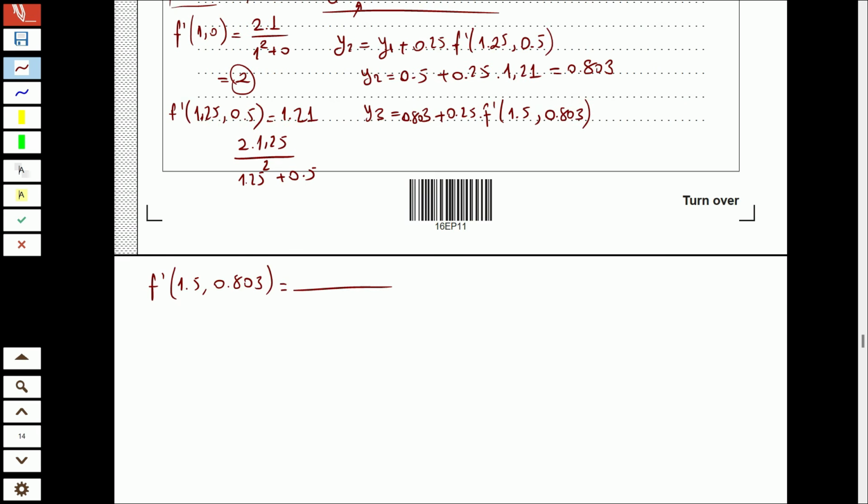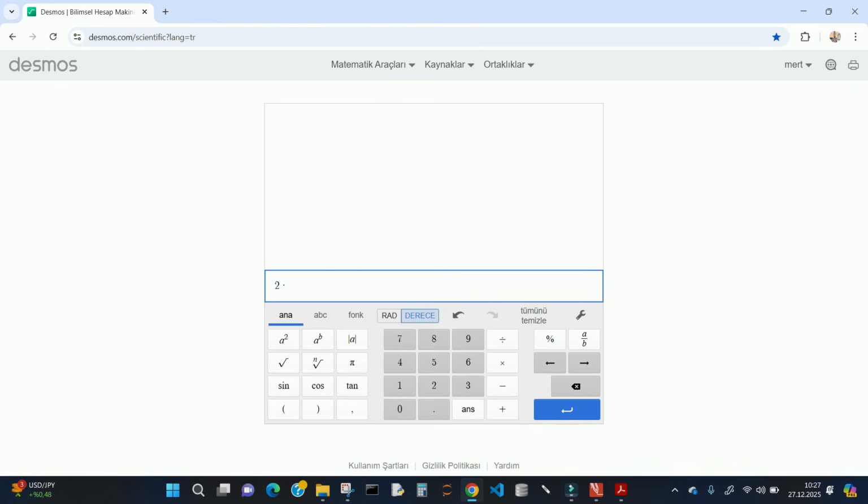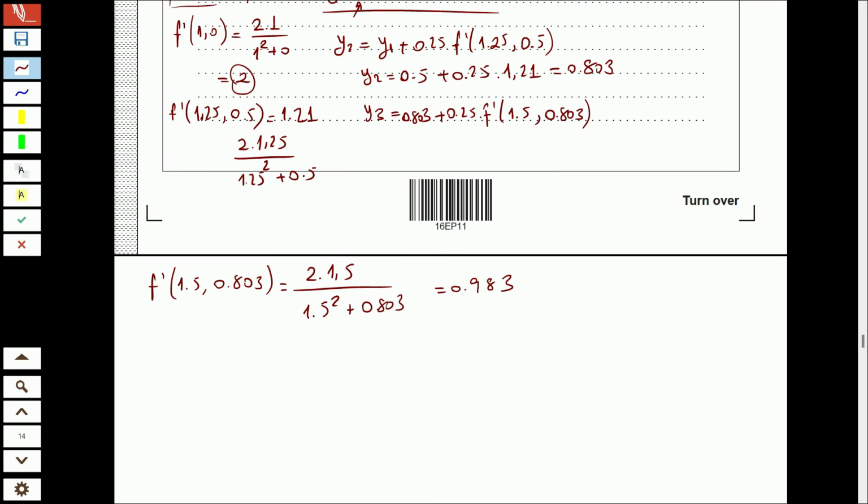We can find f prime at the point 1.5 and 0.803. It will be 2 times 1.5 divided by 1.5 squared plus the y value, 0.803. Let me check it again. So it is approximately 0.983, and I'm going to replace this with the value that we wrote here.